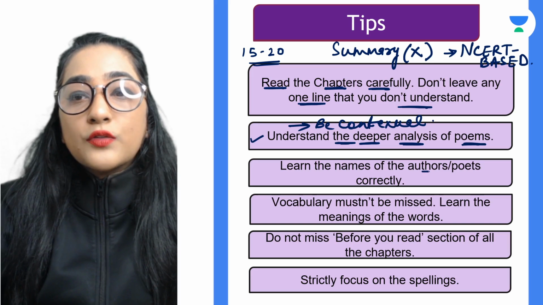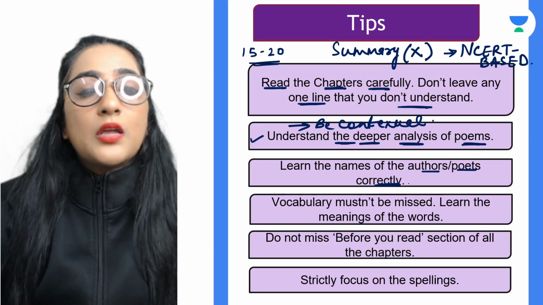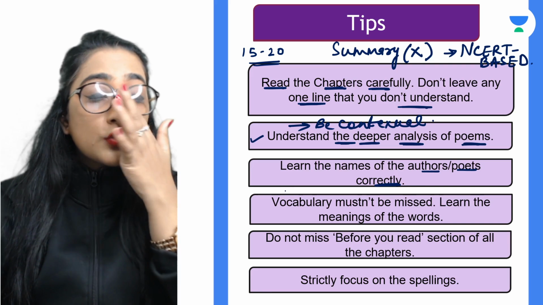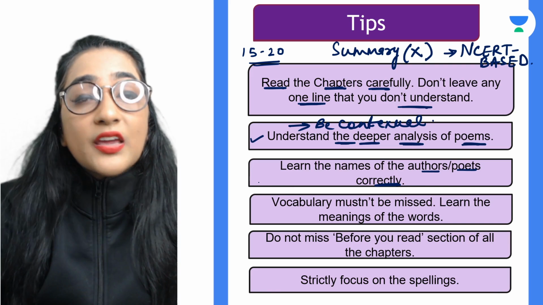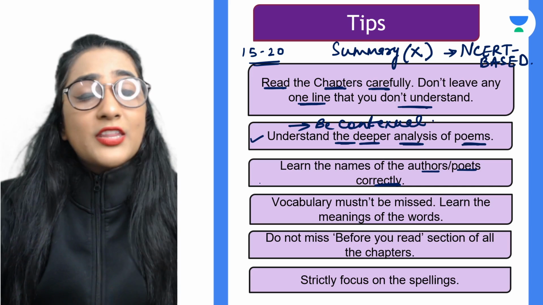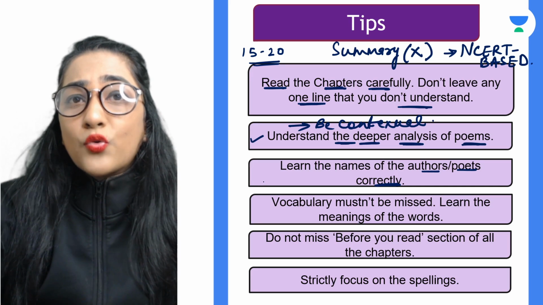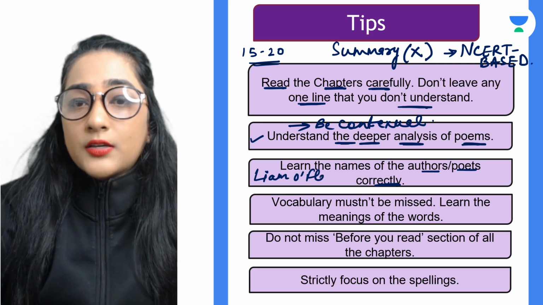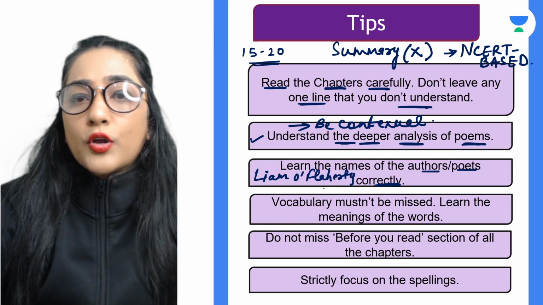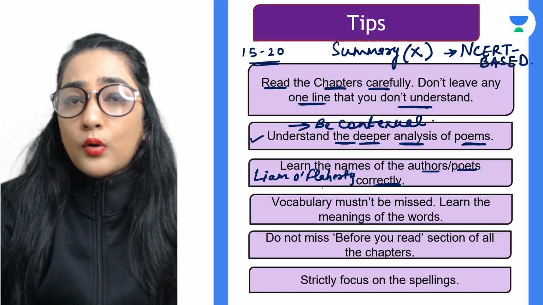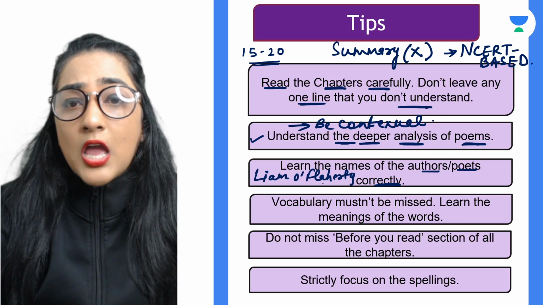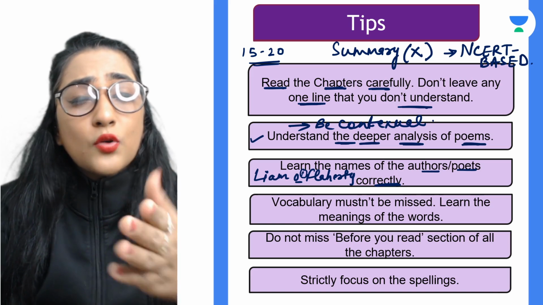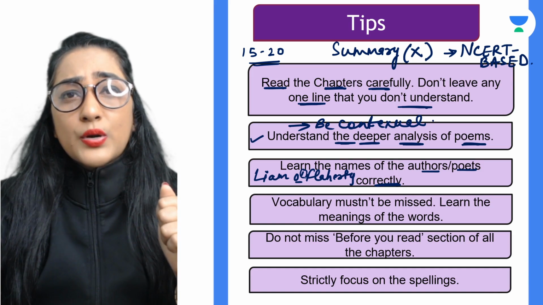Now, learn the names of the authors or the poets correctly. It is pretty important, guys. If you're writing the name of any author, you should know it. A lot of students give the wrong names. They do not know the correct names. For example, it's Liam O'Flaherty. I'm talking about the author of your chapter, His First Flight. A lot of students just write O and miss this. That is wrong. The examiner can confuse you in your examination.